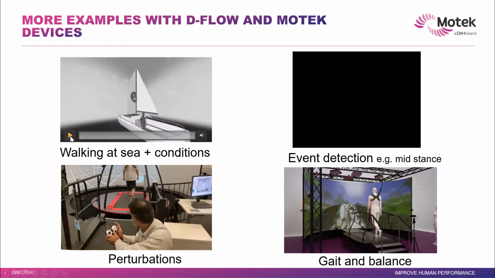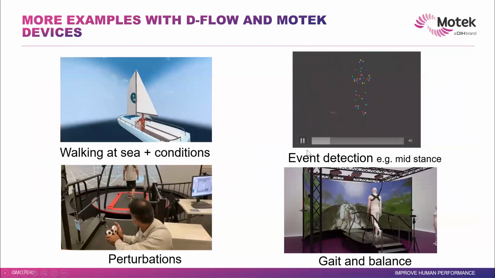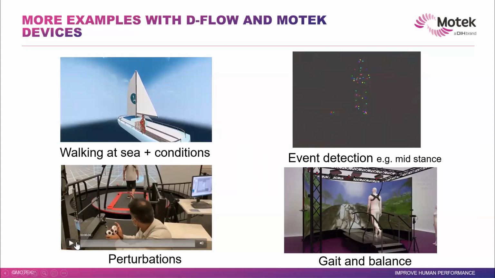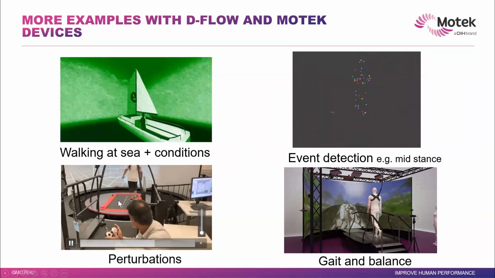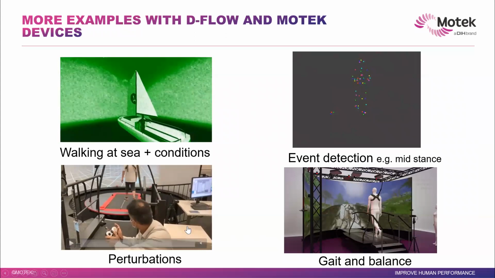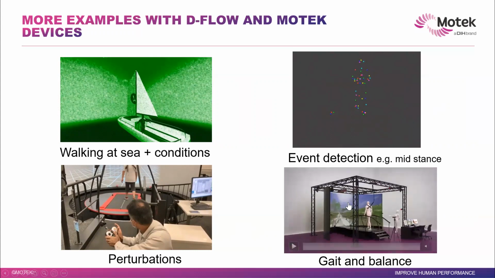Some more examples would be walking at sea, or finding or detecting an event, for instance a gait event, or perturbation. So someone is walking and you want to perturb them using a third-party device or joystick, or different types of gait and balance, uphill, downhill, and you collect all sorts of data, like dual tasking. You see that this person is doing dual tasking, being perturbed at the same time, and in virtual reality, he or she is immersed as well.